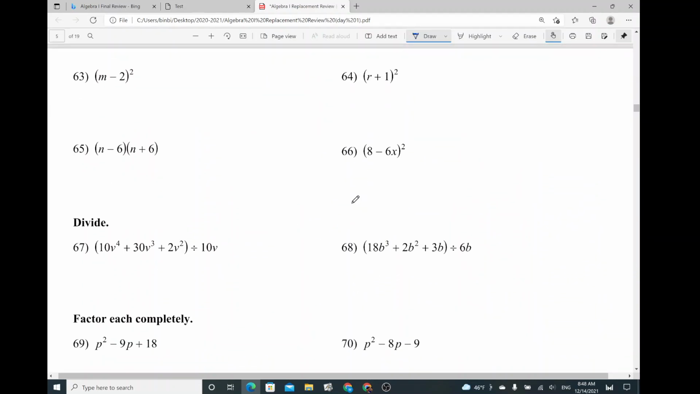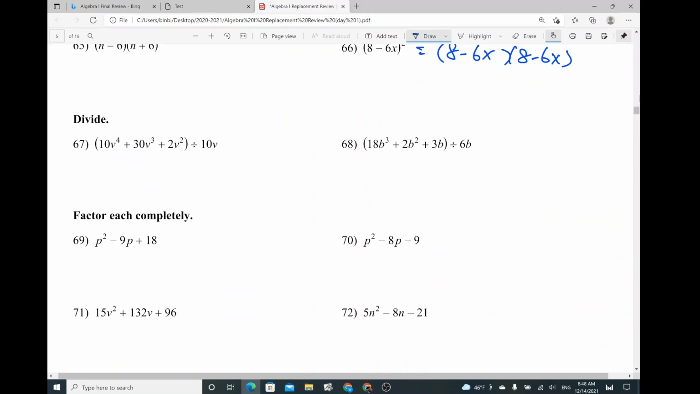Okay, so now let's see what else we have for this. Again, if it's a power like this, you can always write it this way, a minus 6x times the quantity a minus 6x. Or you can apply the formula, a minus b quantity squared, which is a squared minus 2ab plus b squared.